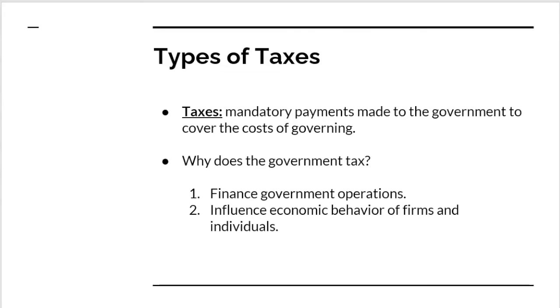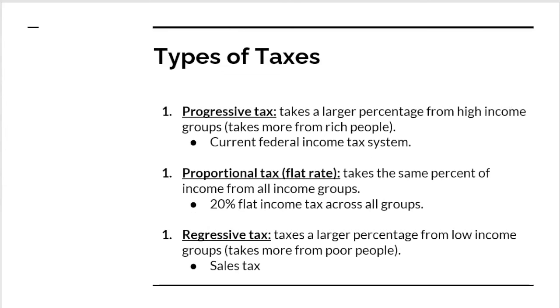And the government taxes for 2 different reasons. One, to finance everything. The government needs to have money to pay for everything. And number 2, to influence economic behavior of firms and individuals. If they say this industry is polluting too much, they might provide tax incentives, tax breaks, or tax credits to incentivize firms to pollute less. And so the 3 different types of taxes are progressive, proportional, and regressive.